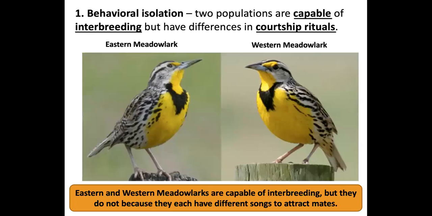The first one is behavioral isolation. Behavioral isolation is when two populations are capable of interbreeding, so they can interbreed, but they have differences in courtship rituals. So you have an eastern and a western meadowlark up here. They can interbreed, but they're typically not going to, because they have different songs, different mating calls. So they're not going to attract one another. That's behavioral isolation.